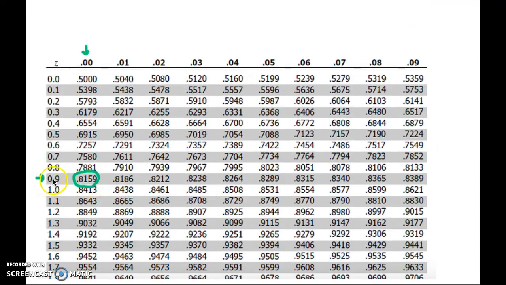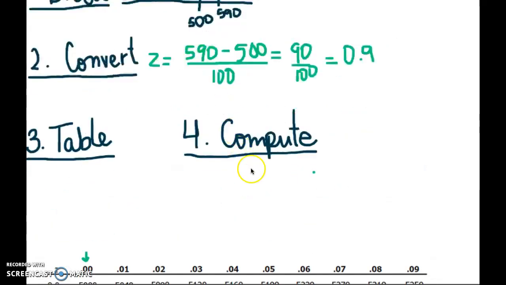I go down to 0.9 and then I have nothing after that. It's a 0.00. So this corresponds to a decimal of 0.8159. Now remember, that is a proportion of an entire normal distribution curve of a value 1. So I want to turn that into an actual percent, which is about 81.59%: multiplied by 100, and you'll end up with your percent.